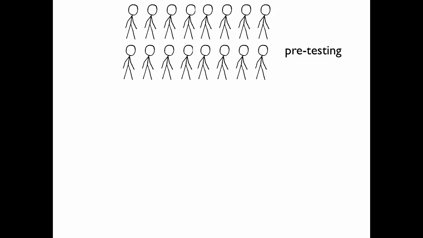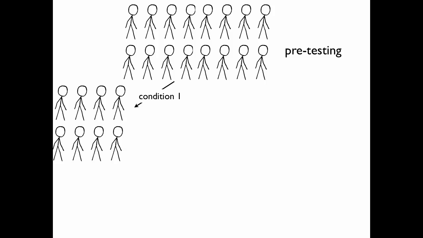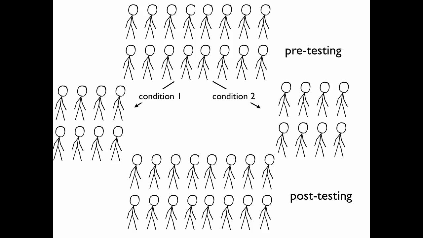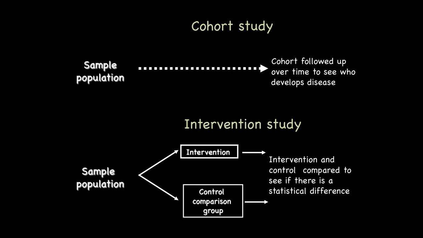So for example, you might have a group of people where you do pre-testing on them. Maybe you might measure their exercise adherence. You would then randomly assign them to one of two conditions here, condition one or condition two. You can then measure these same people again in post-testing, and you'd be able to compare the people who are exposed to condition one versus condition two and see who did better.